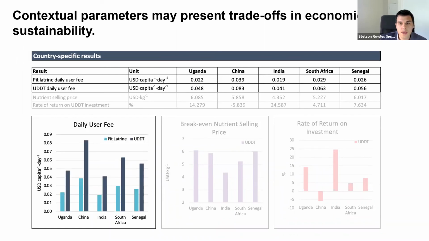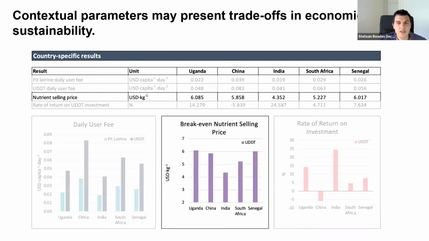Next, please. And first, when we look at this daily user cost, you might notice here, India has the lowest cost for both pit latrines and the urine diverting dry toilets. And China, in this example, under these assumptions, has the highest. Next, please. Now, the next result that we looked at for this country-specific analysis was the break-even nutrient selling price for the UDDTs. Again, the countries are listed at the bottom, and then the price per kilogram of nutrients is listed along the ordinate there.